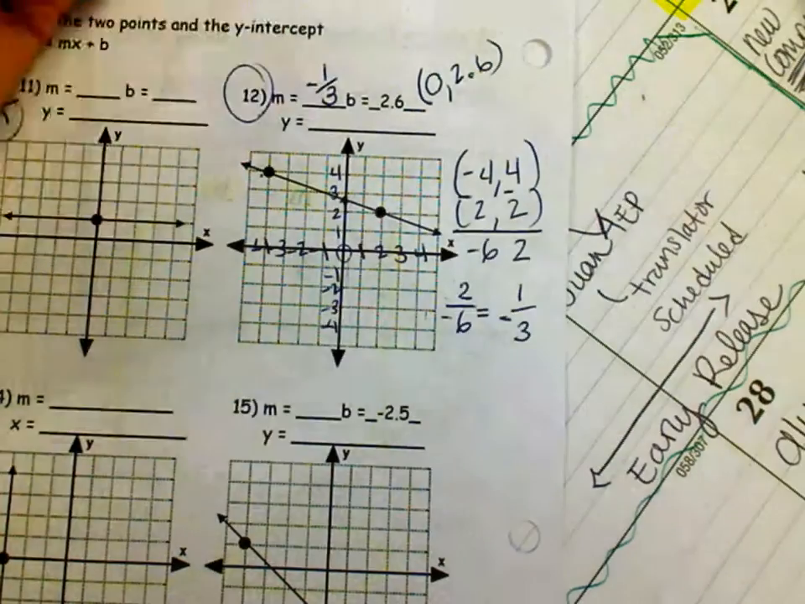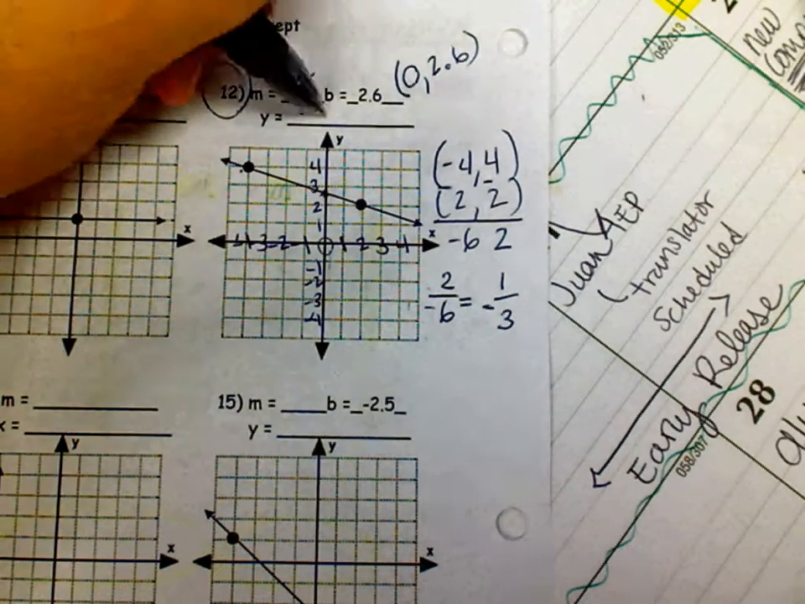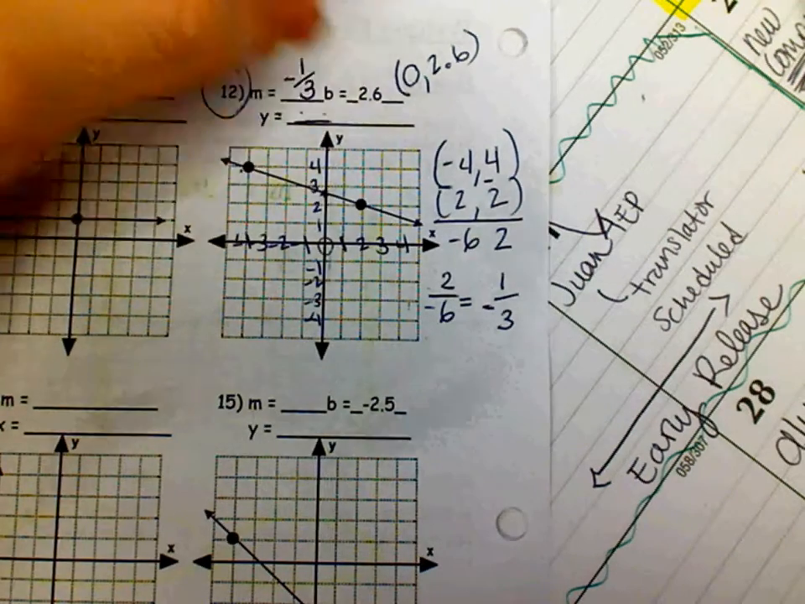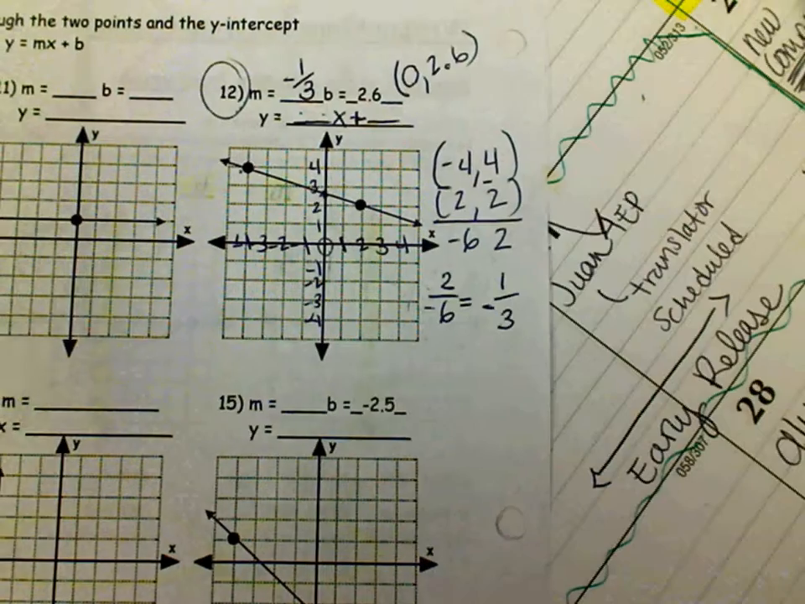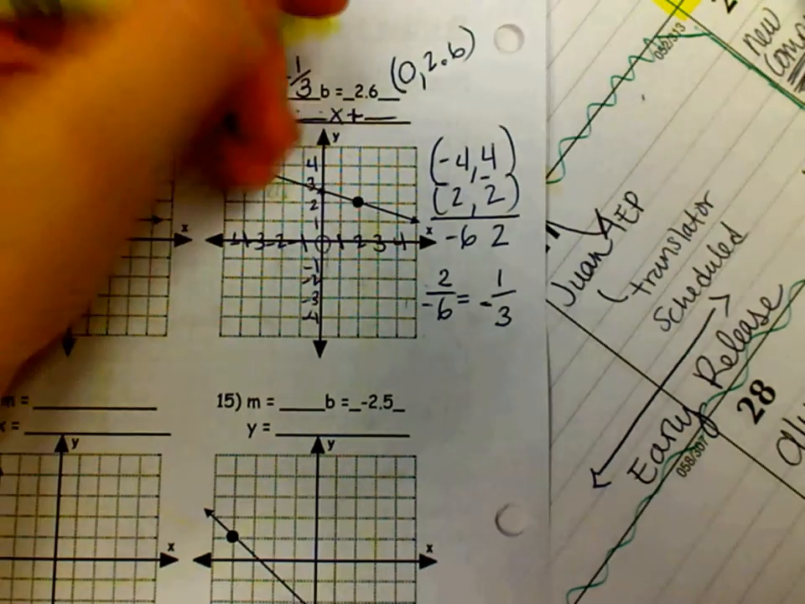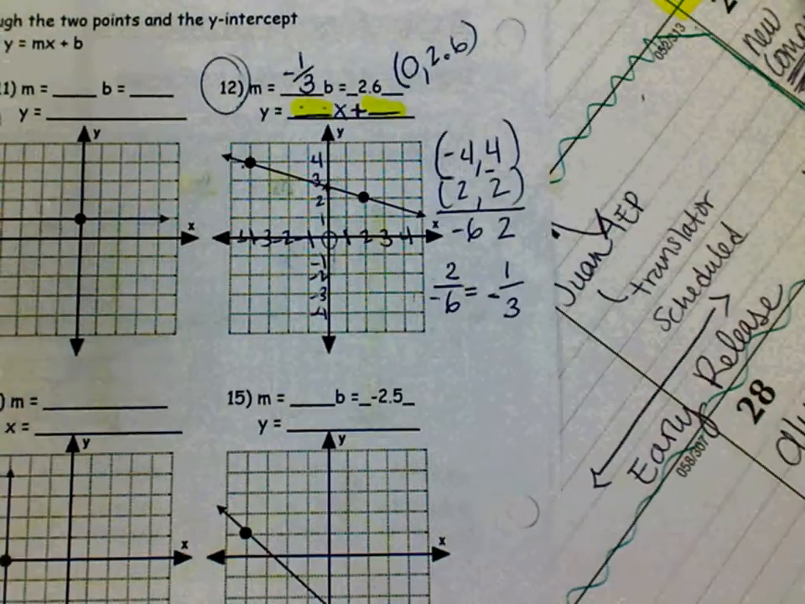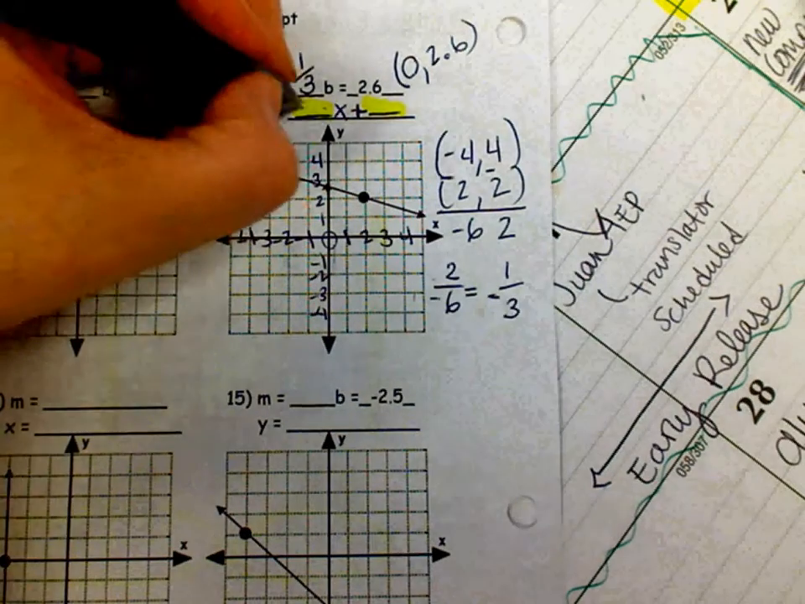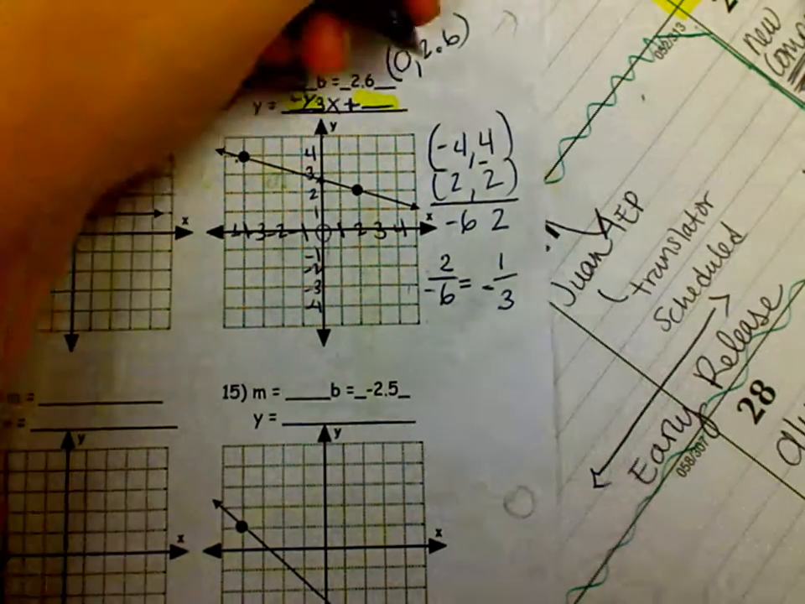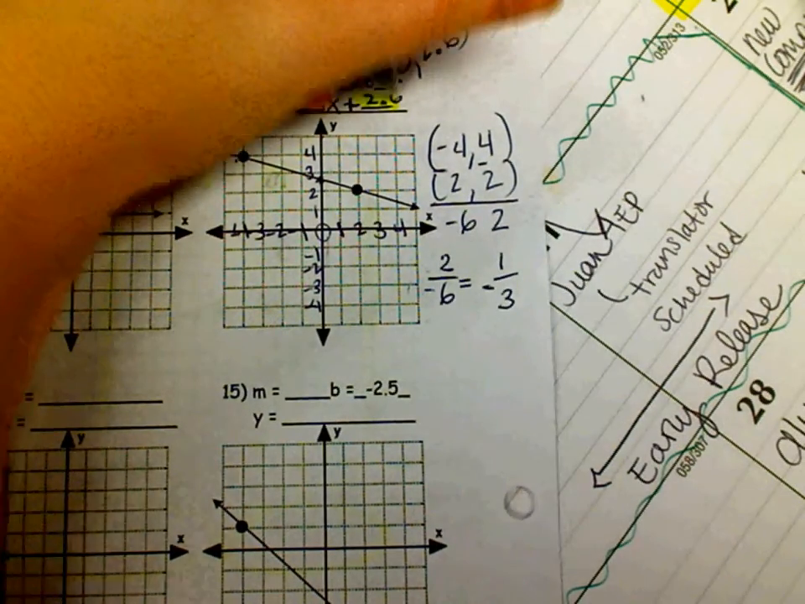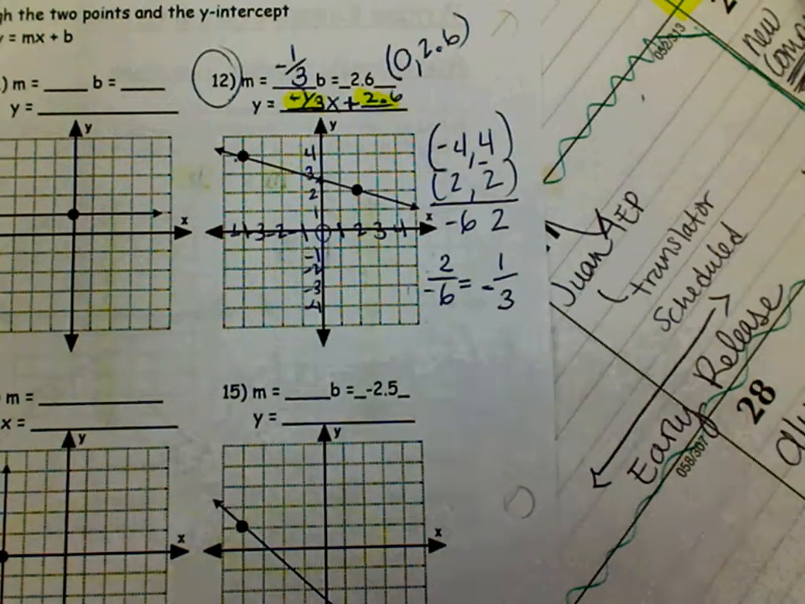Okay, let's write our equation now. It's going to be y equals slope times x plus the y-intercept, or y equals blank x plus blank. Okay, our slope is negative 1/3, so that goes here. And our y-intercept is 2.6, so that number goes there. And there's your equation. Let's do one more.